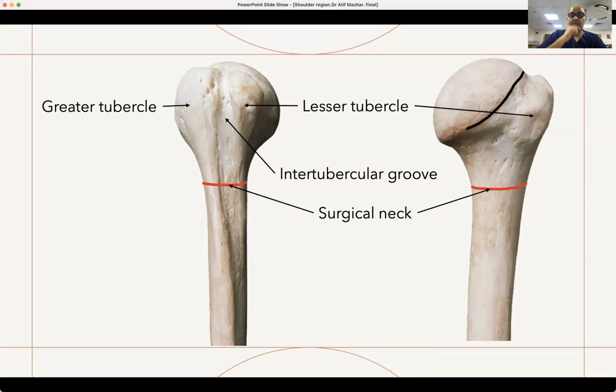So now you can see this black line which is going near the head. This black line is the anatomical neck. So my humerus has two necks. One is the surgical neck and the other one is the anatomical neck. Are we good?